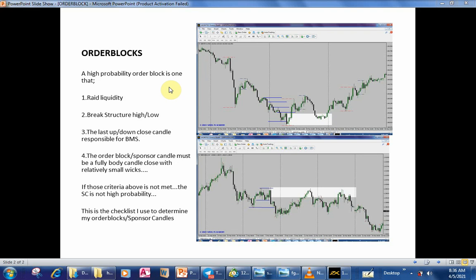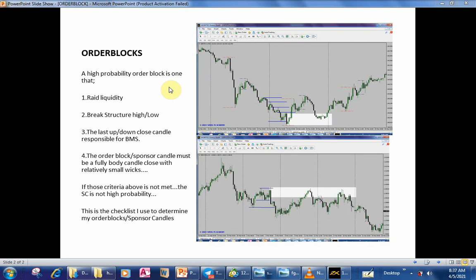A high probability order block is one that raids liquidity, either to the downside or to the upside, as the case may be. That's the first feature you want to see in a high probability sponsor candle. It first raids liquidity, that is, it raids a previous low or a previous high. Secondly, that OB must break structure, high or low. Of course, you understand that when we are in an uptrend, price will be making higher highs, higher lows, higher highs, higher lows.